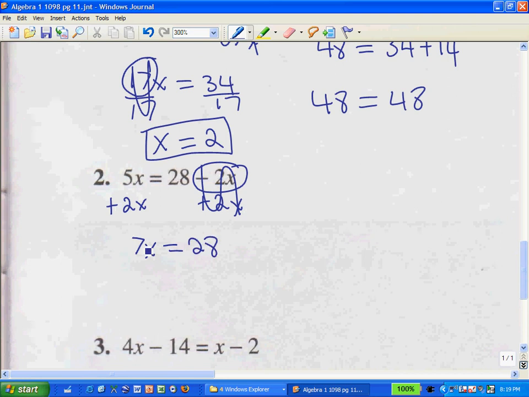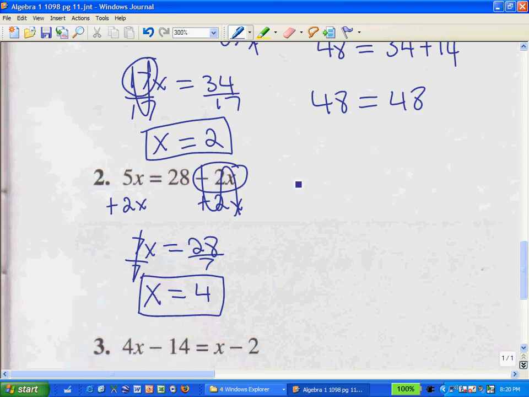Now again, this 7x really means 7 times x. And what's the opposite operation of multiplication? What's the inverse operation? It's division. So I'm going to divide this side by 7. That's going to give me 1. And 1 times x is x. So I'm just going to write x down here. And I'm going to divide this side by 7. 28 divided by 7 is 4. So x equals 4.